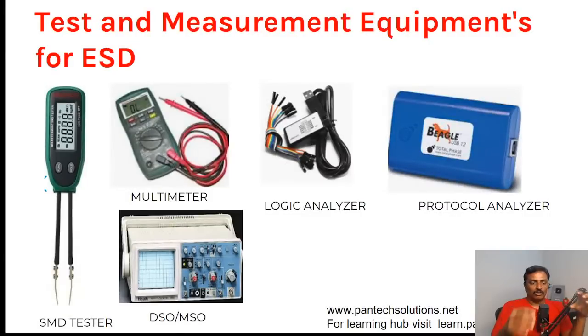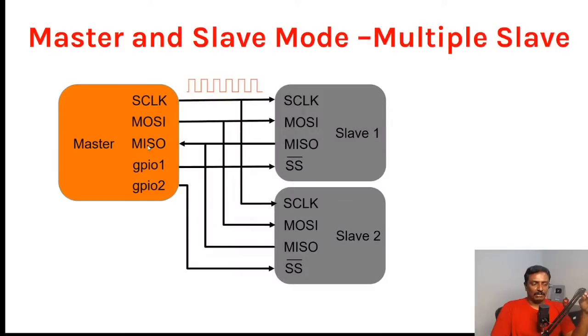This abbreviation stands for master out, slave in, and master in, slave out. This is slave select; SS stands for slave select. And the clock is the serial clock.